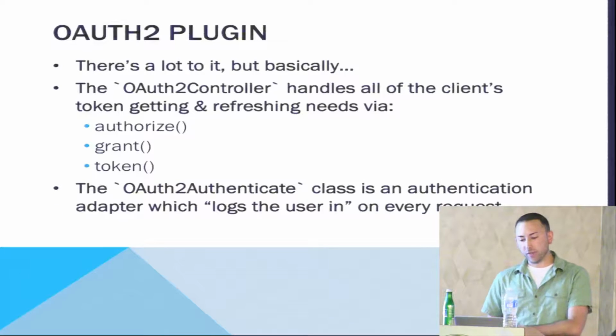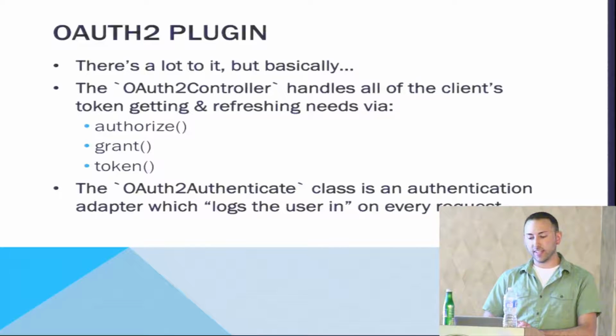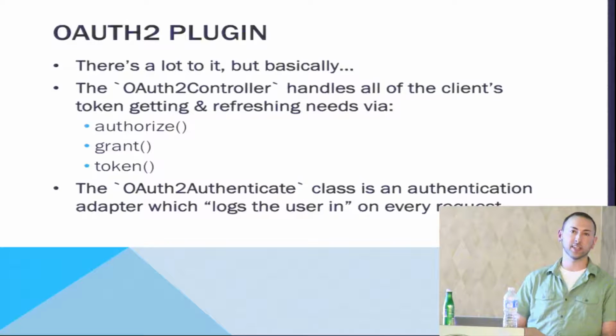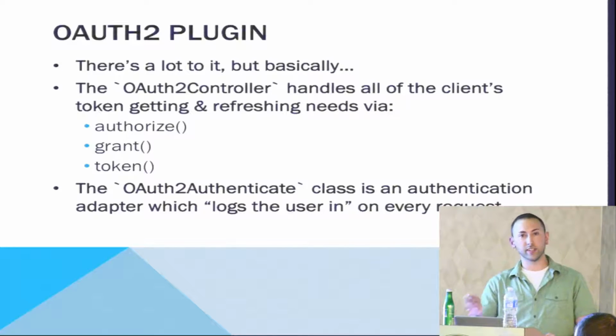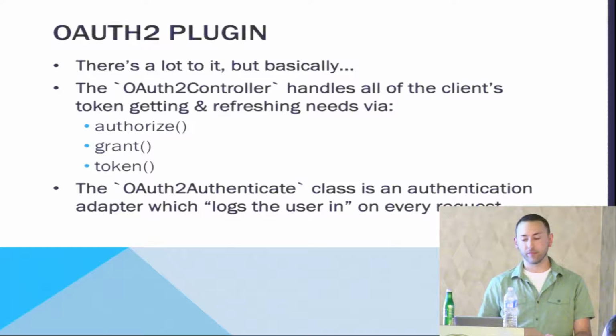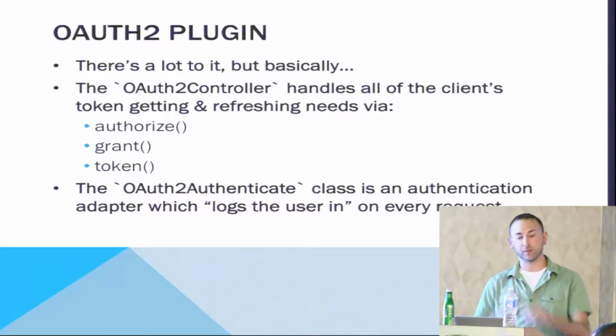The OAuth 2 authenticate class is an adapter which logs the user in on every request. So this is sort of your magic class which keeps your app stateless. It will look for the access token on every request. If it's there, it will essentially do the login logic that you would do one time in a more traditional app on every request and make sure that that user information persists throughout the request.